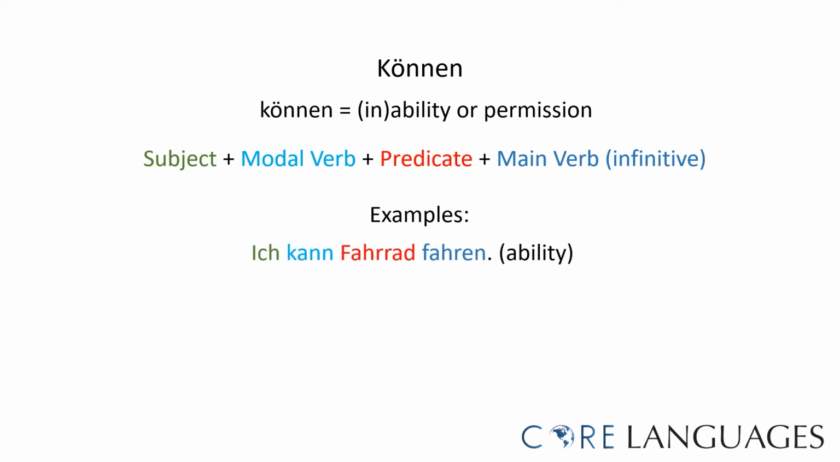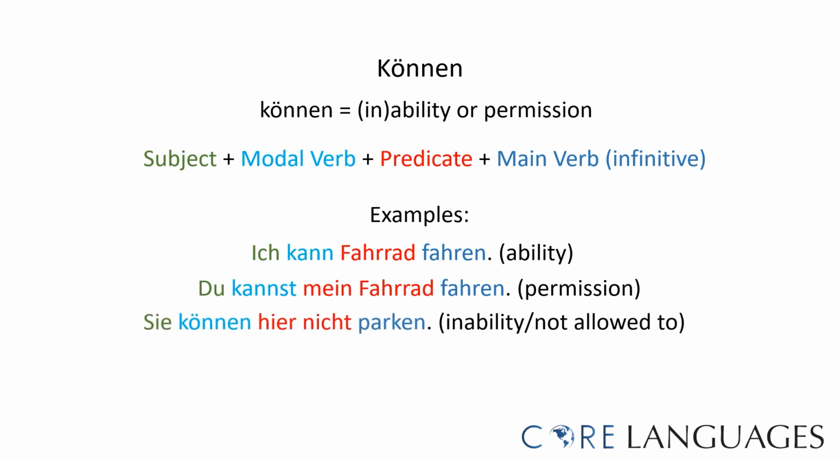Ich kann Fahrrad fahren. I can a bike ride, or I can ride a bike. This sentence expresses the ability of being able to ride a bike. Du kannst mein Fahrrad fahren. You can my bike ride. You can ride my bike. This sentence gives permission.